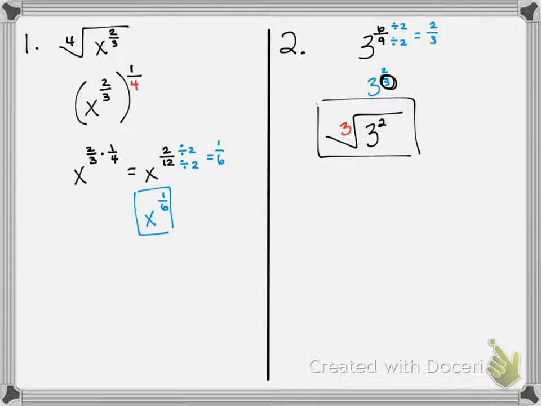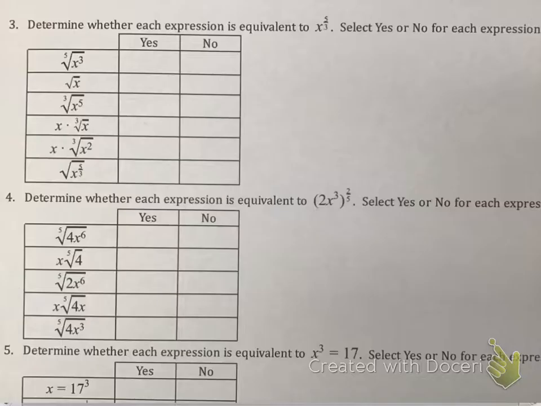For numbers 3 through 6, I am going to take a picture of each of those tables and I will work them out with you on the next slide. Okay, here are 3 and 4. I'll do 5 and 6 on the next slide.